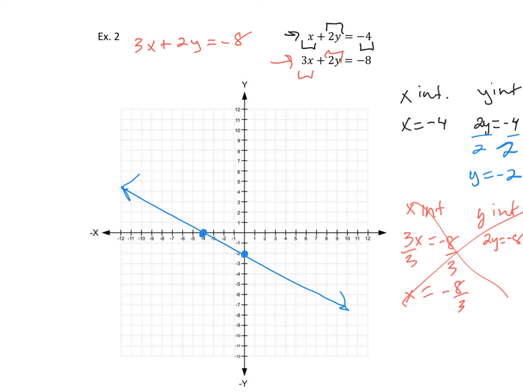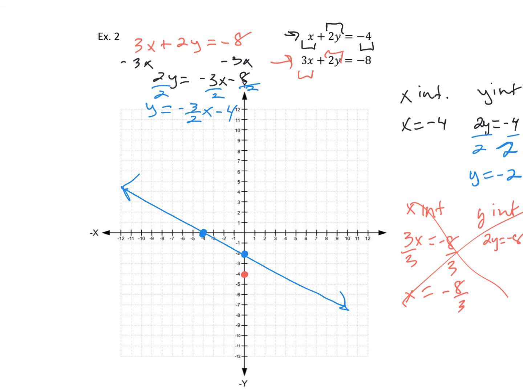We want to get y by itself, so I'm going to subtract 3x from both sides. I can't combine these, so they're written right next to each other. Final step is divide both sides by 2. Every piece by 2. And I get y equals -3/2 x. -8 divided by 2 is 4, so -4. Now I can graph in this form. My y-intercept is at -4.